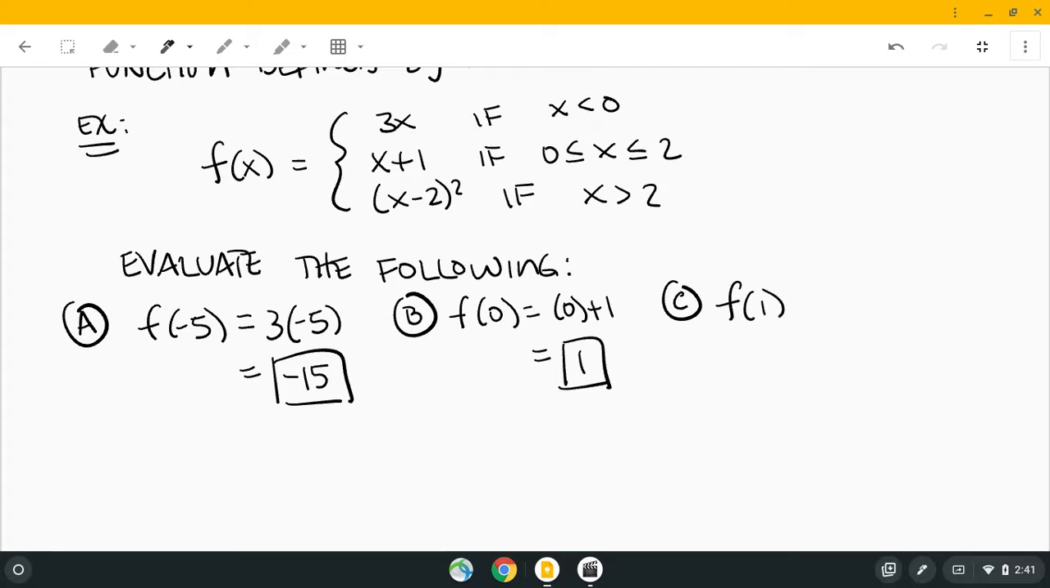All right, go ahead and try this one, letter C, and evaluate f of 1. Try to determine which function you're going to use. Hit the pause button and come right back. So our x value is 1. 1 is not less than 0. 1 is not greater than 2. 1 is between 0 and 2. So this is going to be the one that I use. I'm going to plug 1 into this middle one, and I get 2.